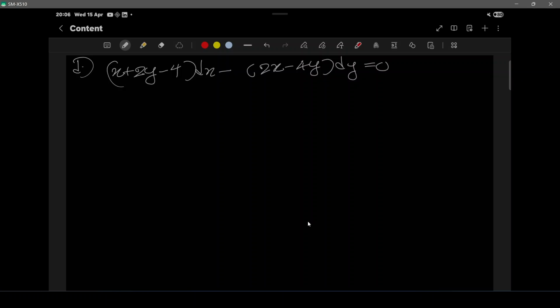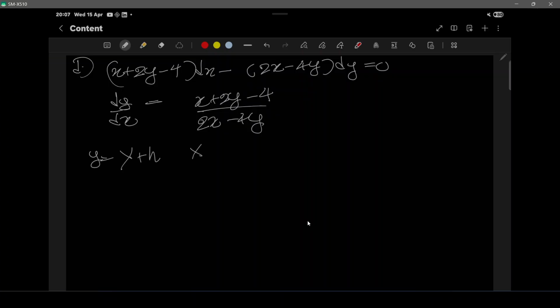So I will do the D part. We can rewrite this as dy over dx is equal to x plus 2y minus 4 over 2x minus 4y. Now what is our substitution? Y is equal to capital Y plus h. X is equal to capital X plus k.